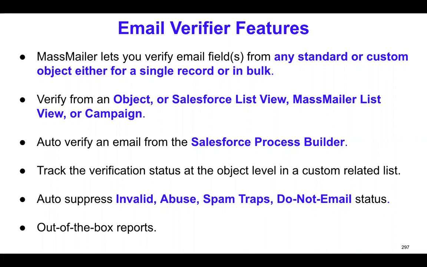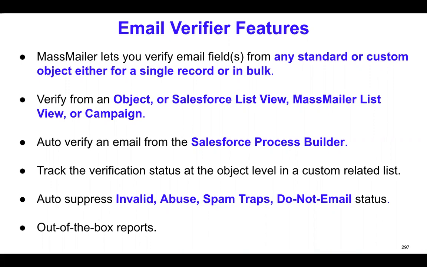And also you can track the verification status at the object level itself, meaning whether the email has been validated or not, and what the validation status or the verification status is. You can look at the status value at the object level itself in a custom related list called MassMailer email verify status.